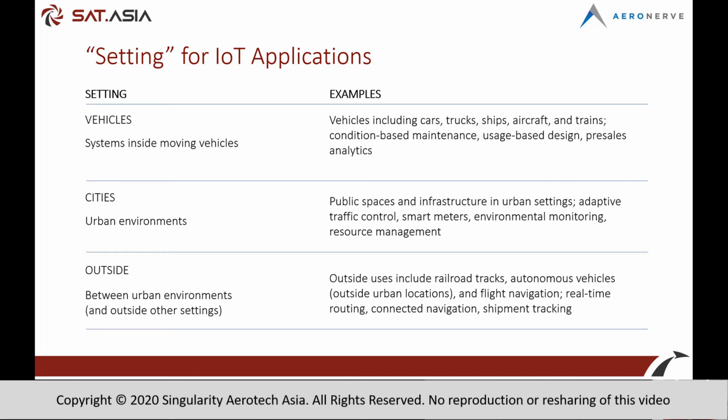And last but not least is the outside setting, between urban and other settings. That includes transportation systems, for example railway tracks, autonomous vehicles, and flight navigation. So it's not really urban, it's in between cities, for example. We're talking about the mobility of people and the mobility of goods.